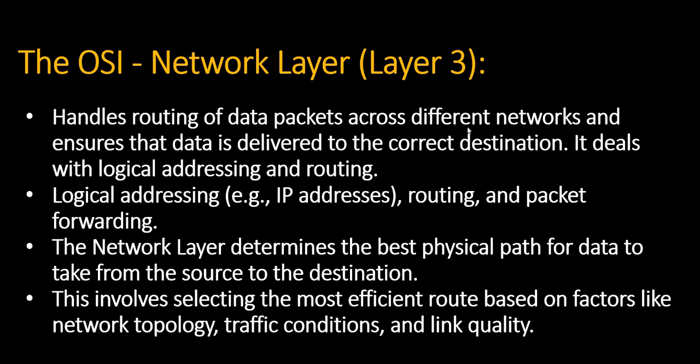It handles routing of data packets across different networks and ensures that data is delivered to the correct destination. So the information has already gone from your device system. Now it's in the network layer. It deals with logical addressing and routing. Logical addressing means, for example, IP address, routing and packet forwarding. The network layer determines the best physical path for data to take from the source to the destination. This involves selecting the most efficient route based on factors like network topology, traffic conditions, and link quality.